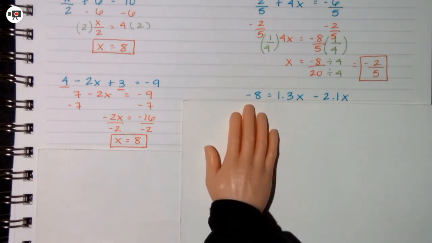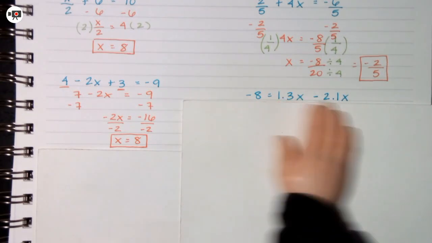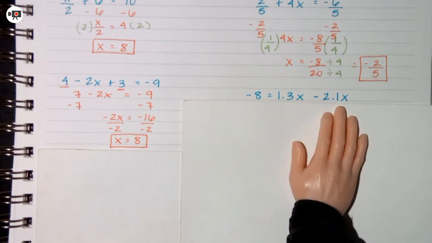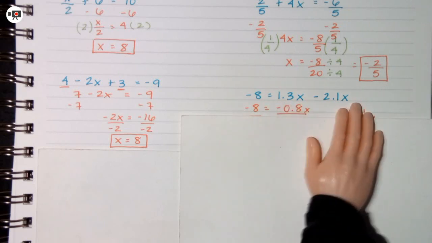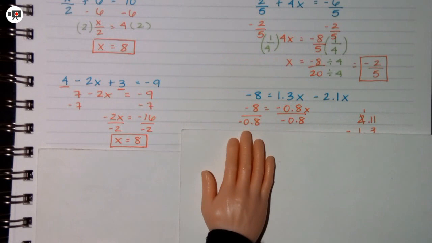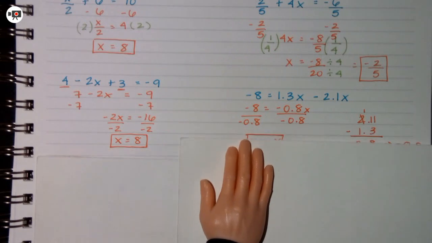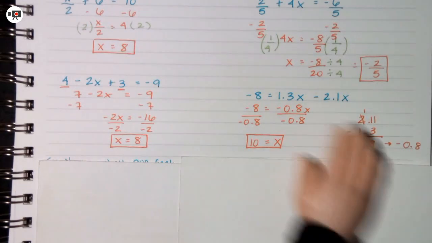Then I have negative 8 equals negative 1.3x minus 2.1x. These are like terms because they have the same variable. And so I'm going to subtract them, and I get negative 8 equals negative 3.4x. So divide each side by negative 0.8 to get x is 10. And you can see my work, how I subtracted these two.